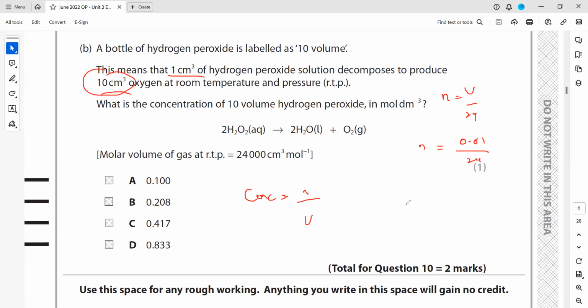So 0.01 divided by 24, what's the answer? The moles of oxygen. 0.01 divided by 24, which is 0.00041. Okay. So this will give us 0.00041. So this will be x. Cross multiply. So 0.00082. That will be the moles of hydrogen peroxide.